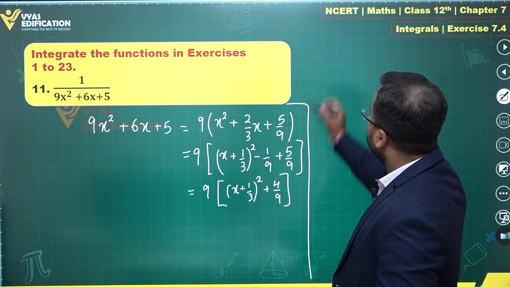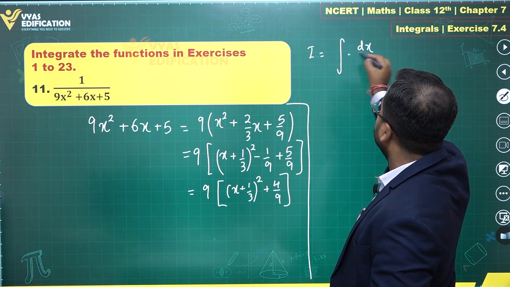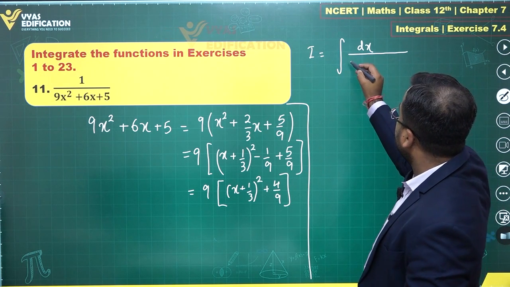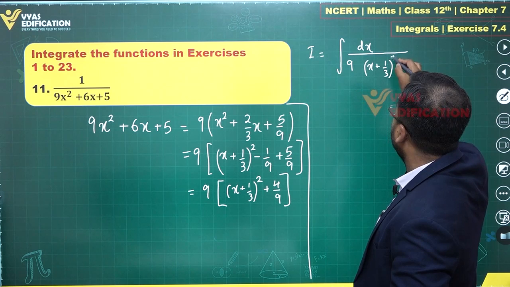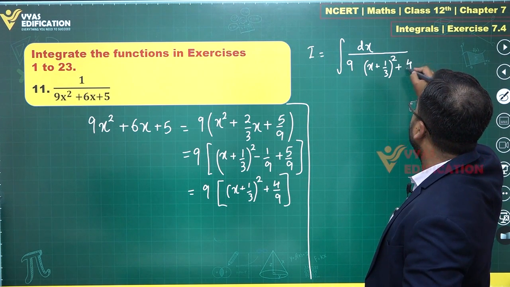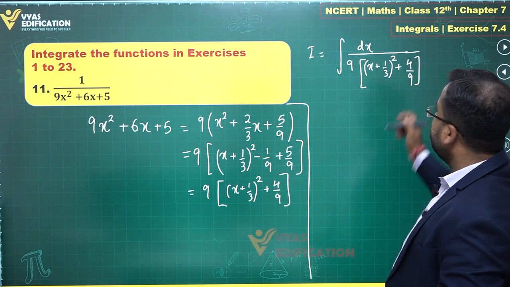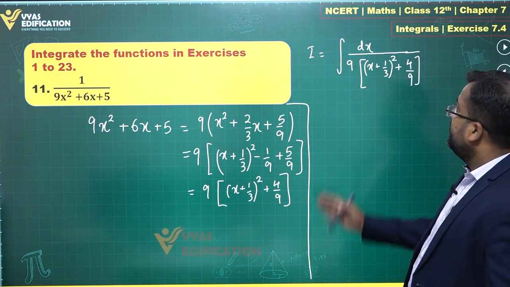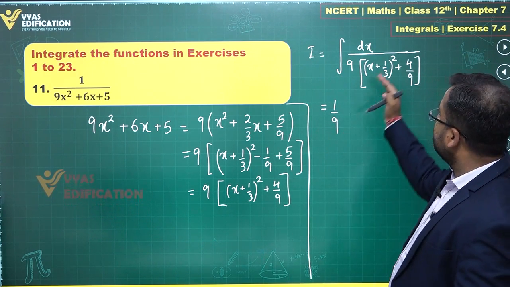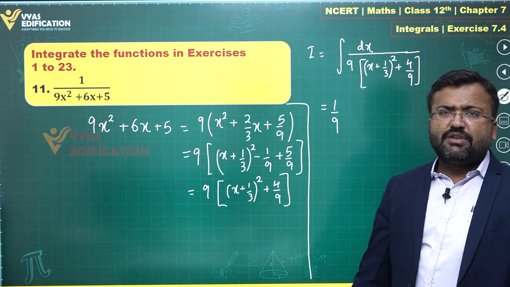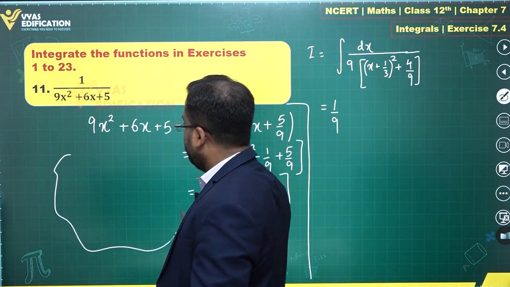Therefore, integral I is equal to what? Integral I will be equal to dx upon, you've taken out a 9 common, yes, and what remains is x plus 1 by 3 square plus 4 by 9 in the bracket. And this is 1 upon x square plus a square form, right? This 9 will come out, okay, 1 by 9 goes outside, and this is 1 upon x square plus a square. 1 upon x square plus a square can be handled with this version of the formula.